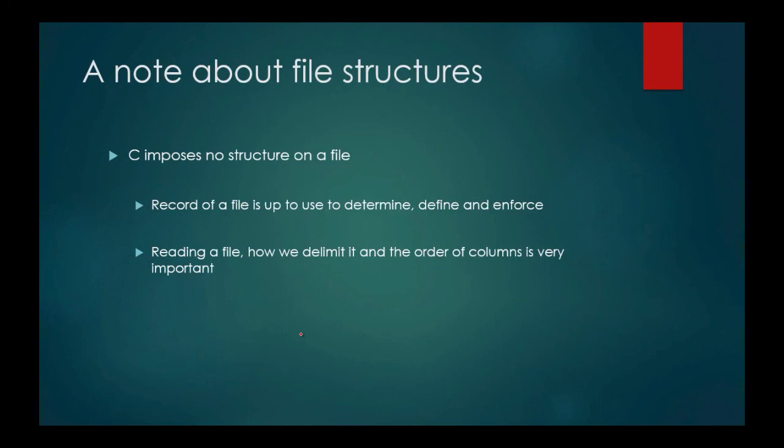As far as files in C, C imposes no file structures. Okay, we're going to talk about a little bit that when we open up a file in our C program, it's just a stream of bytes. So C doesn't know if it's a CSV, if it's a JSON, if it's text, whatever. It doesn't impose any structure or restrictions on it. That's left up to us to do.